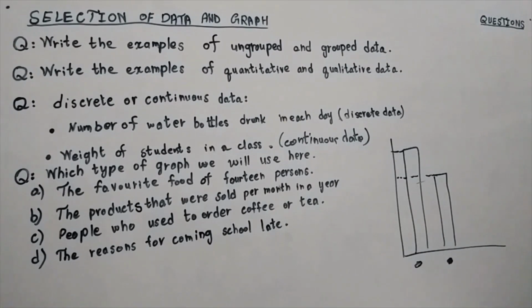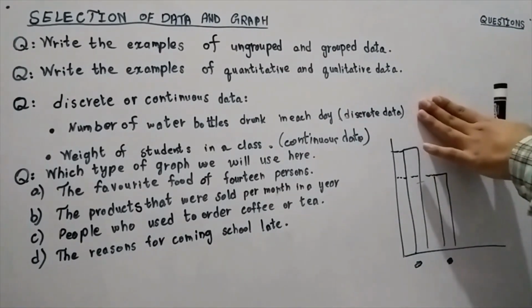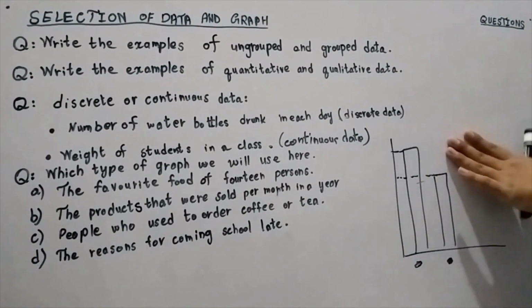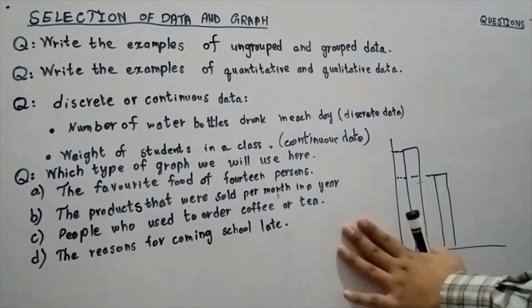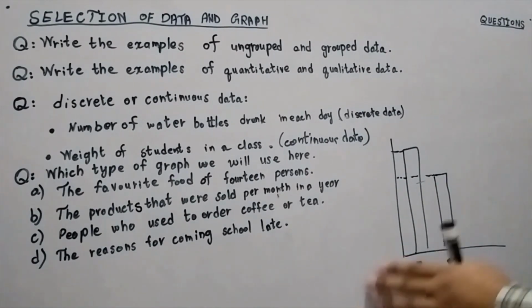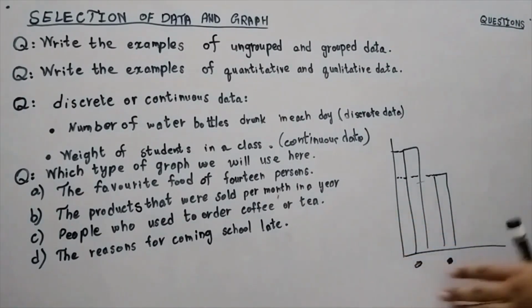Clear? So we have seen some topics here, the selection of data and graph. We have learned how to select the type of data, meaning which type of data we have, and how to select the graph, that is, which graph we will use to represent the data. Clear? So that's it for this video.